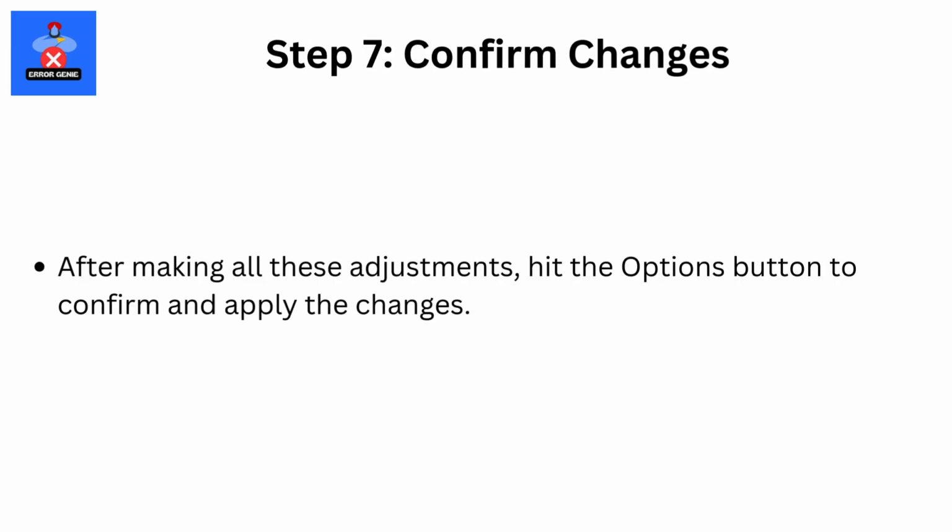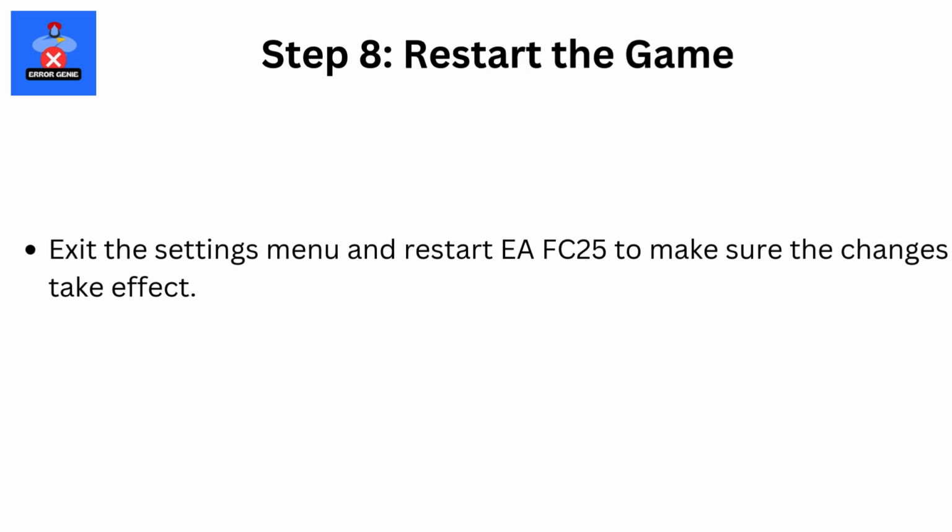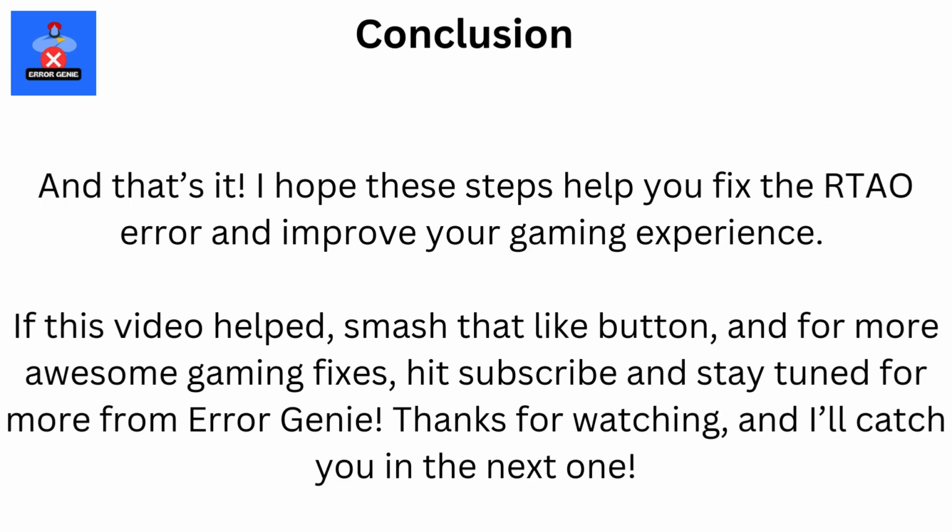Step 7. Confirm changes. After making all these adjustments, hit the Options button to confirm and apply the changes. Step 8. Restart the game. Exit the Settings menu and restart EA FC25 to make sure the changes take effect. And that's it. I hope these steps help you fix the RTAO error and improve your gaming experience.